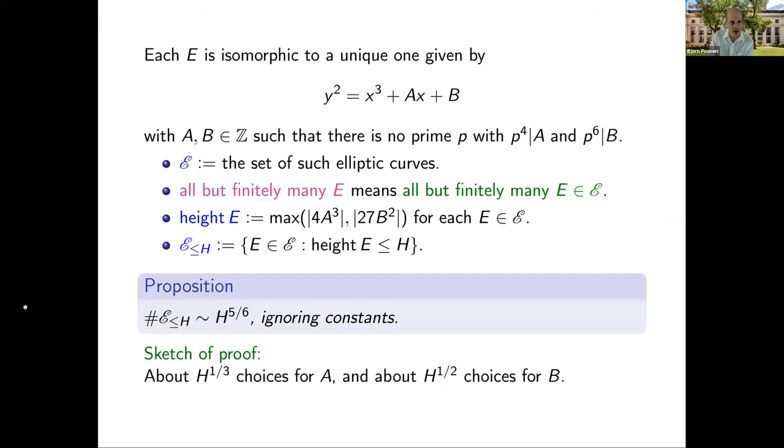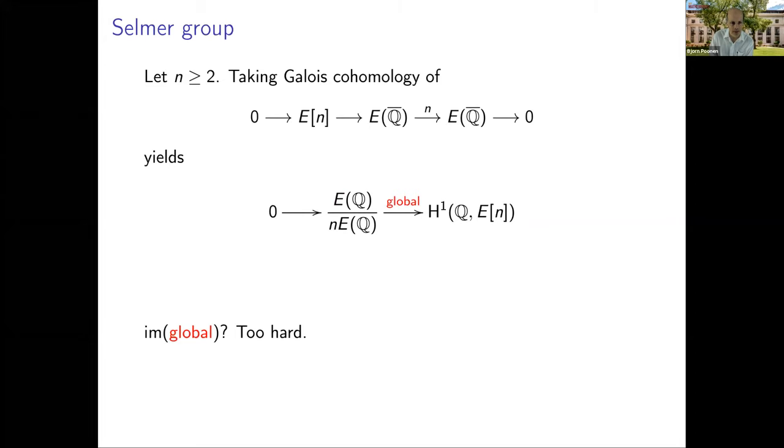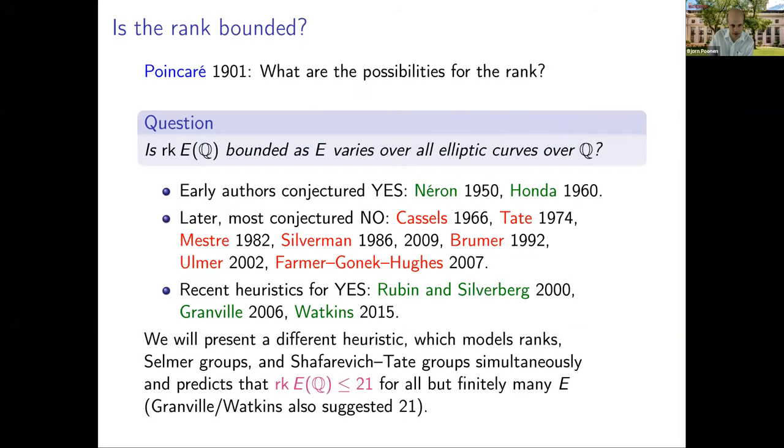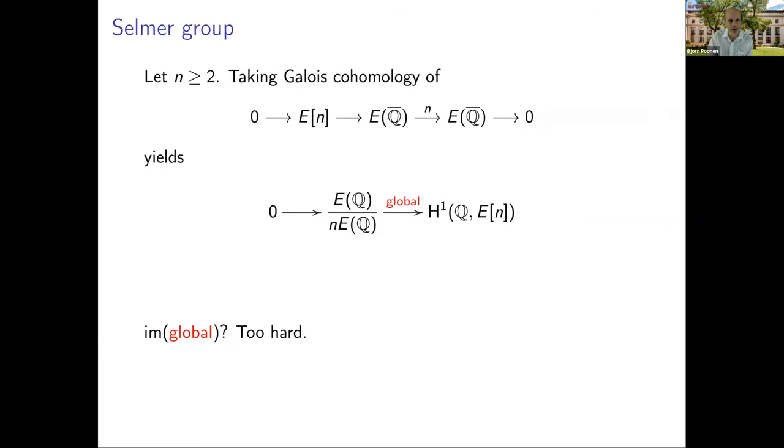All right, so now, going back two slides, I mentioned that we're going to model not just ranks, because that's hard to do by themselves, but together with these other invariants. So I want to tell you a little bit about what these other things are. At least I'll tell you what a Selmer group is. In order to understand this definition, you have to know a little bit about Galois cohomology.